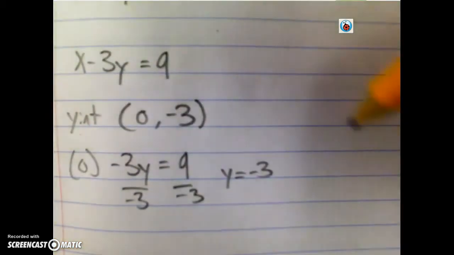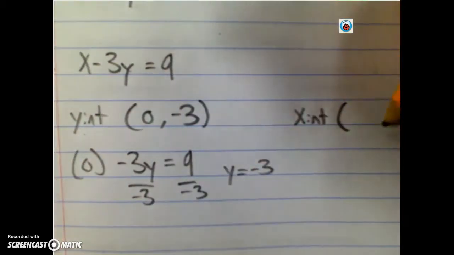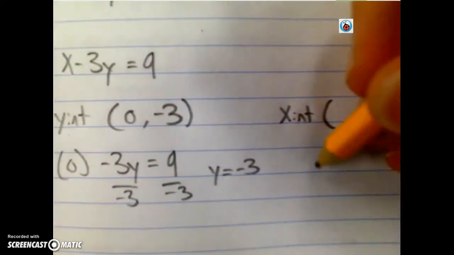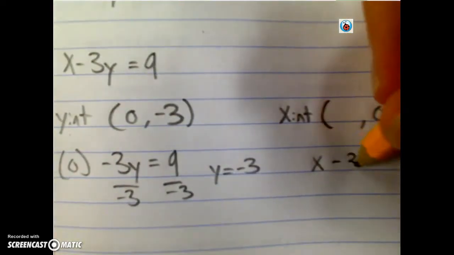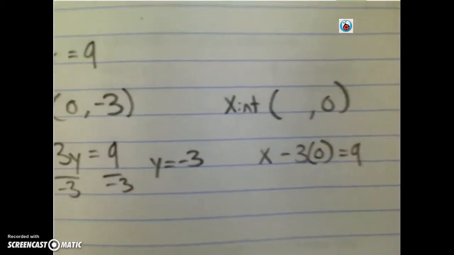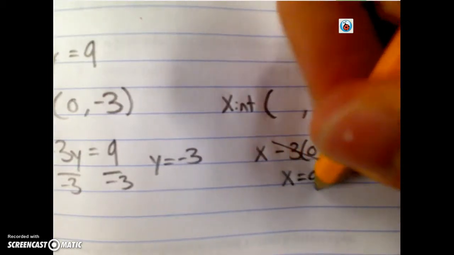Okay, so that same process here for our x-intercept. It's going to be 0 in the y direction. So I'll take that equation. I got x minus a 3 times the 0 is equal to a 9. Well, anything times 0, all of this is gone. So my x is equal.